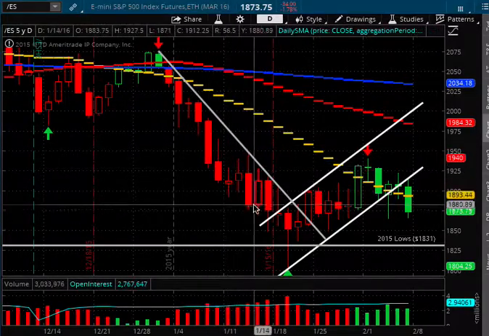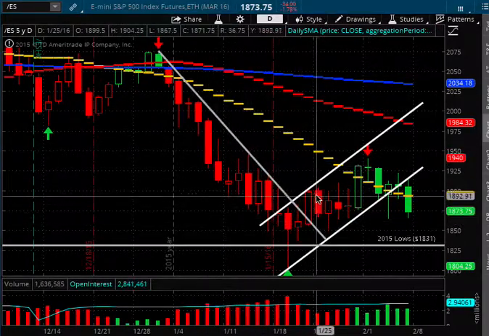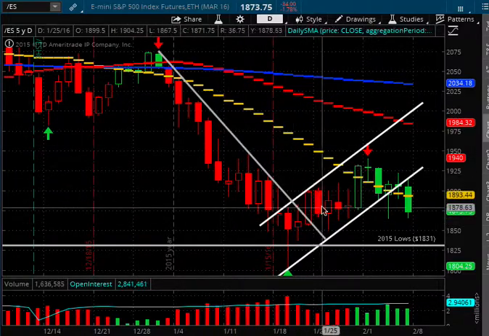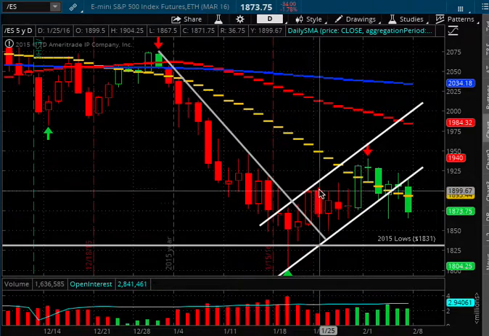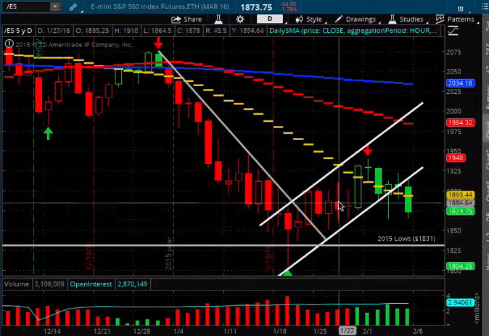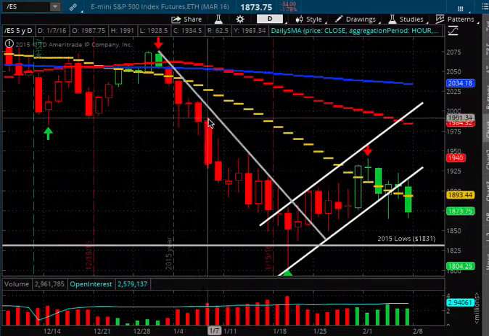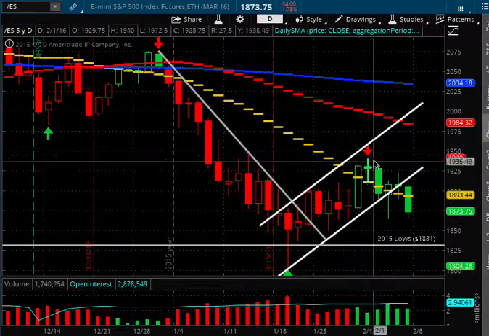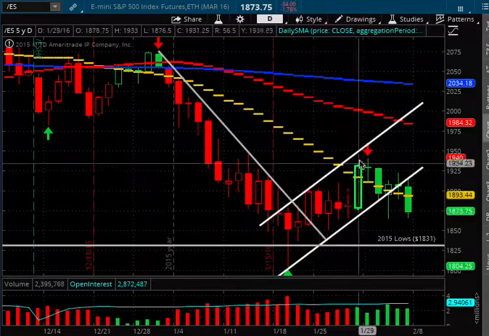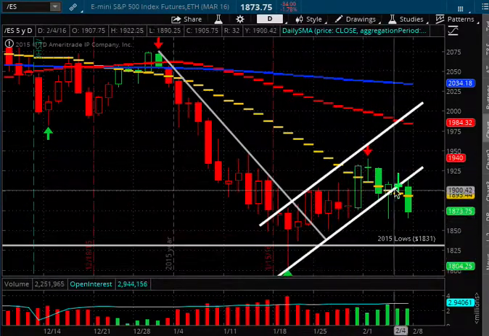We fail, we fail, we fail. We finally broke that trend. We broke this trend line, and we started to go up. As we go up, stocks tend to come down in a stair-step fashion, and they like to go up in a stair-step fashion. So as it's going up, it usually goes up along a channel.